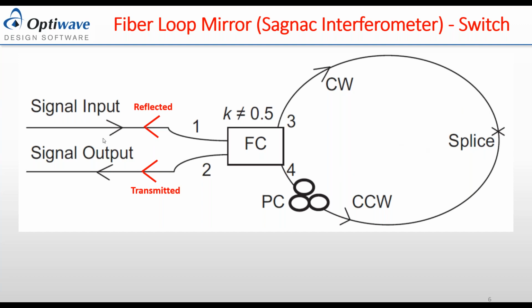Now, how the loop works: you launch your input signal on this path, shown by the black arrow, and it goes into terminal 1 of the fiber coupler. The fiber coupler splits the signal, depending on its coupling ratio, into a clockwise direction and a counterclockwise direction, as you see here.